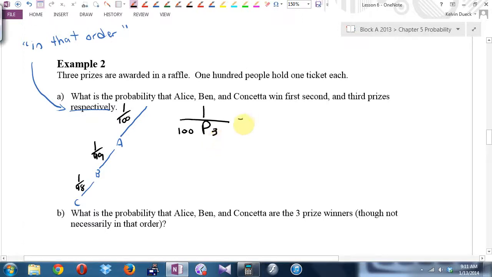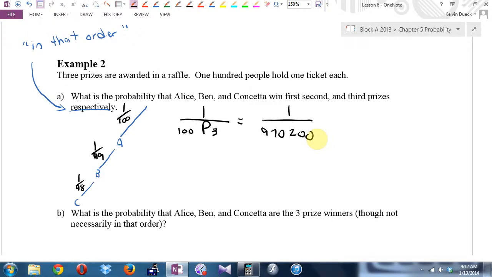And I think we can actually then do this as a fraction. What is 100P3, or what is 100 times 99 times 98? What is 100P3? Nine, 7, 0, Sean? Almost, but not quite 1 in a million, right? So the probability that those three win those prizes in order, not very high.